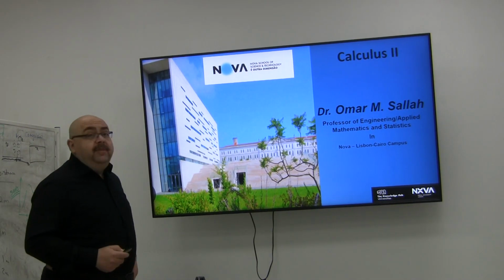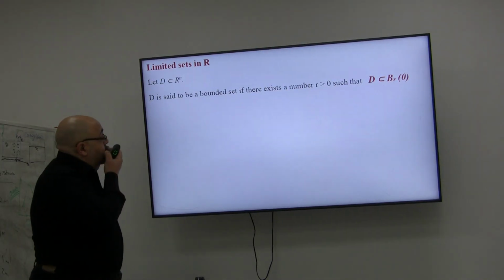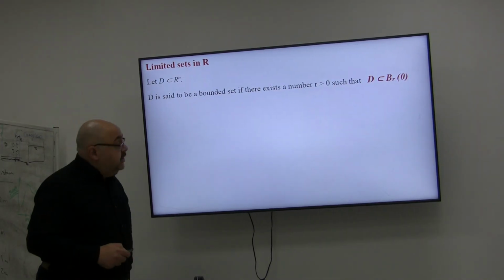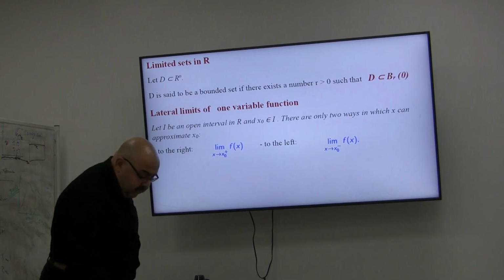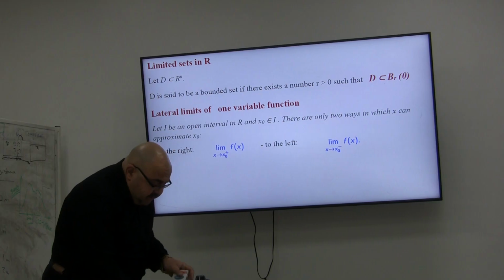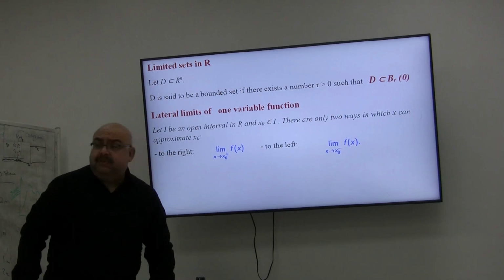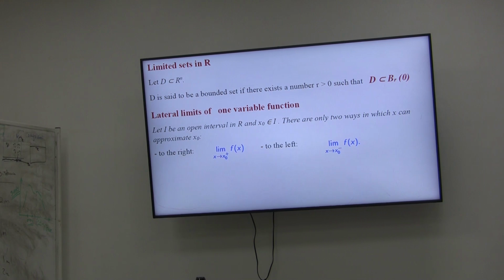Today, I will continue with the limit as I was telling you. I will start with this slide, but to keep things as short as possible, let me talk about the lateral limits first. Then I will talk about the limits in multivariable functions step by step.